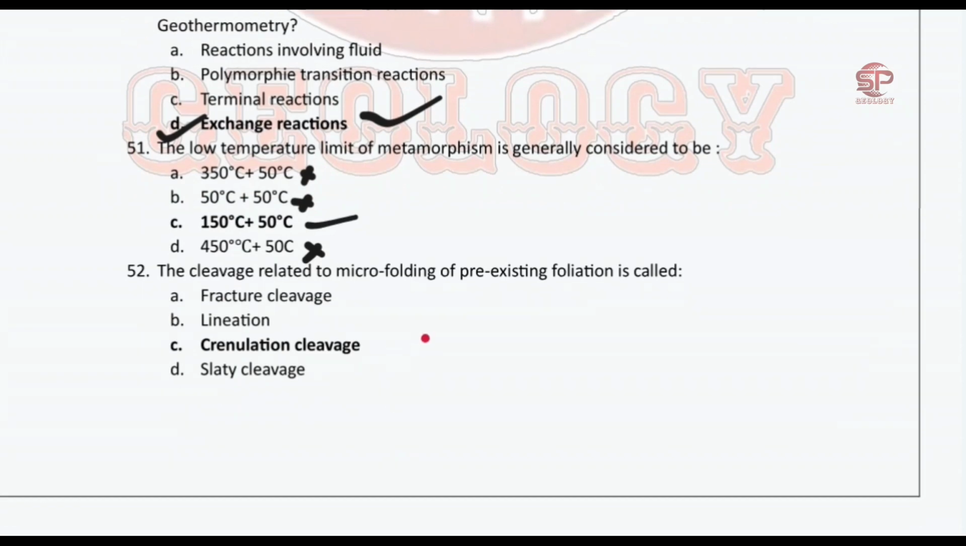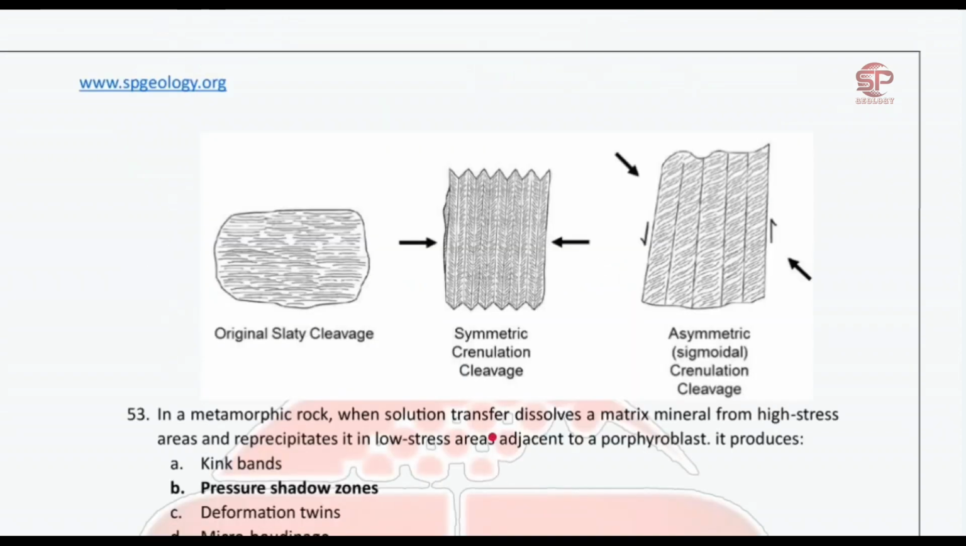Then the cleavage related to microfolding of a pre-existing foliation. So always, crenulation cleavage is, you can say, the folding of a pre-existing foliation which is formed by two different deformation events. It is produced by a polyphase deformation event. You see this is the static cleavage. It is formed by one deformation, then another deformation event, and this static cleavage gets folded, it will produce crenulation cleavage.